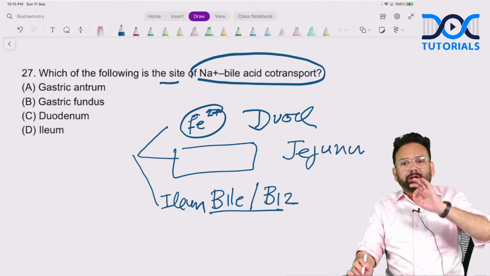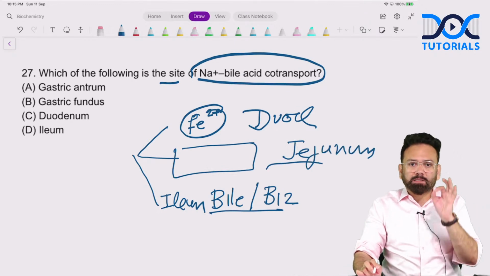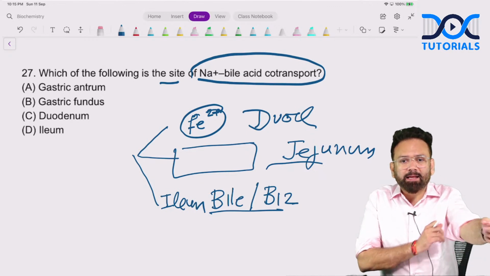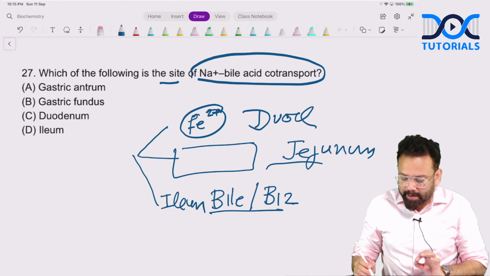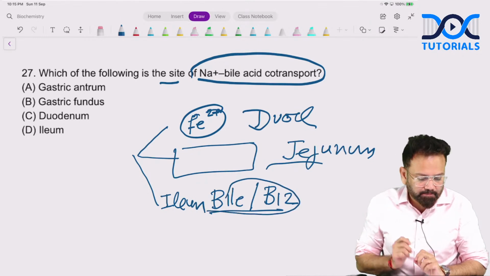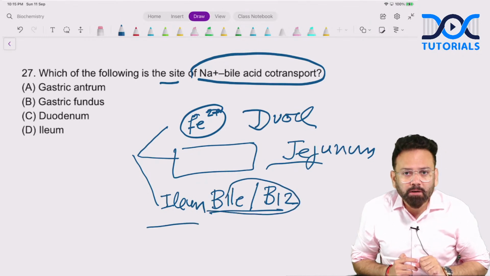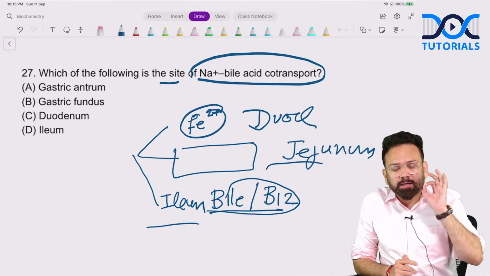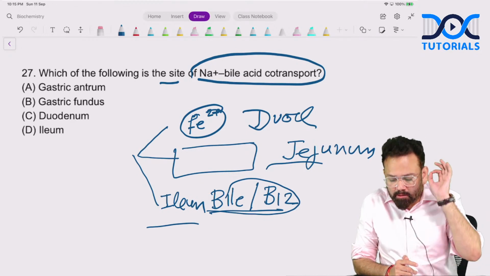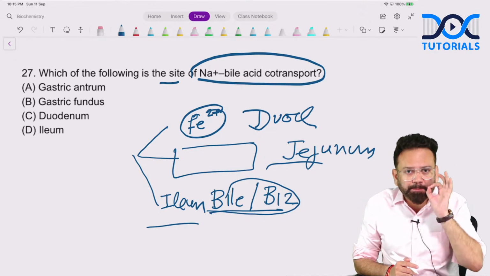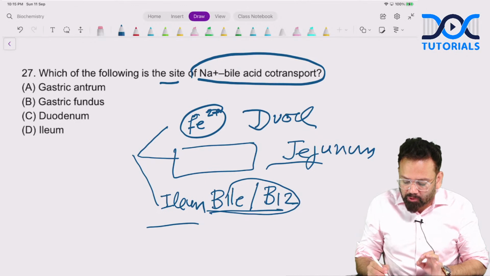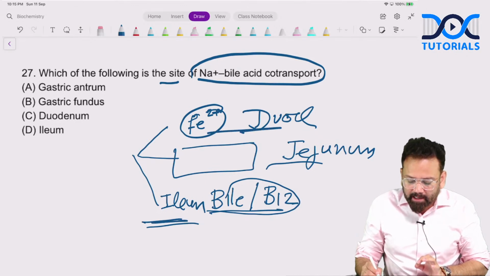So almost everything is absorbed from the jejunum. Answer is jejunum. Only iron and calcium, bivalent ions, from the duodenum, and bile and B12 from the ileum. Very simple to remember. Almost everything is reabsorbed from the jejunum, except bile and B12 from the ileum, and calcium and iron from the duodenum.